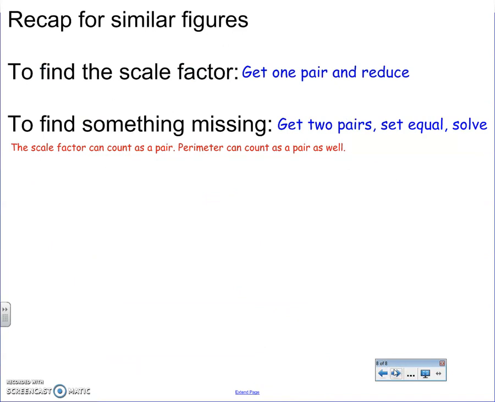Alright, so recap for similar figures. Once you know they're similar, to find the scale factor, you get one pair and reduce. If you do not know they're similar, you must check all the pairs and reduce to make sure they're the same scale factor. Alright, if you're trying to find something that's missing, get 2 pairs, set them equal, and solve. And remember, the scale factor can count as a pair, and the perimeter can count as a pair as well.